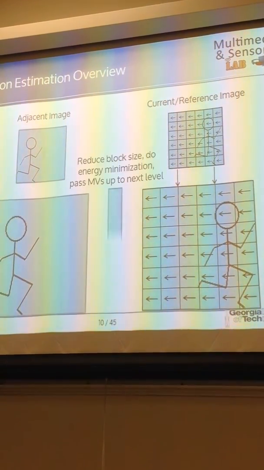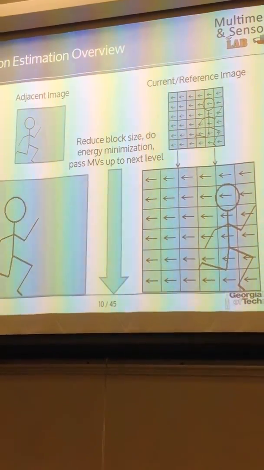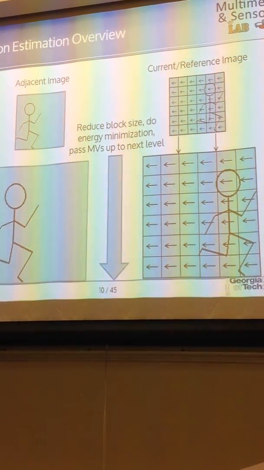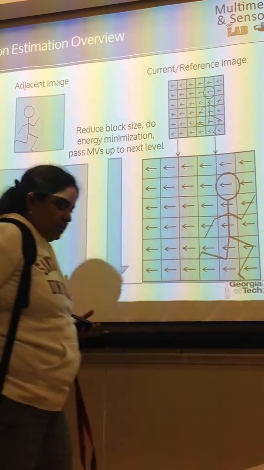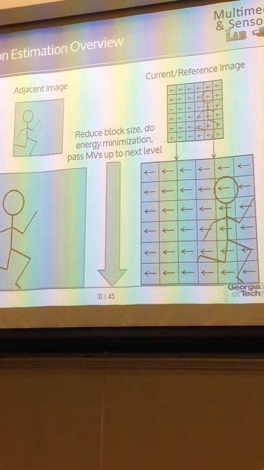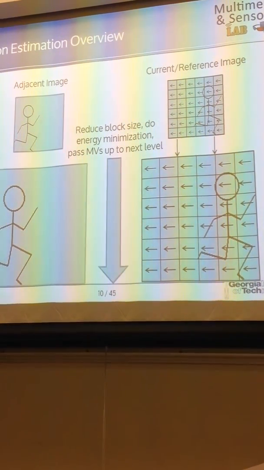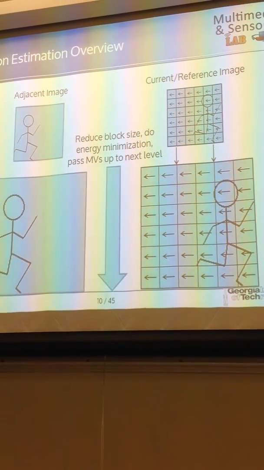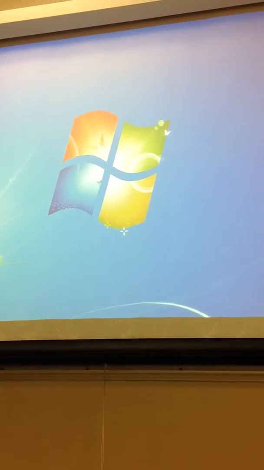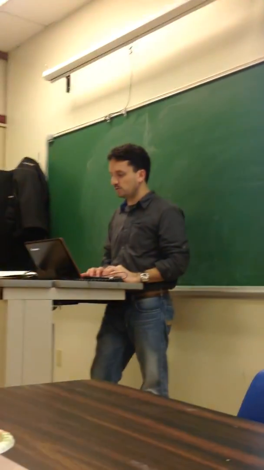And once I do that, I can break this into further blocks if I need to. I can pass it up to another level if there's another level in the hierarchy, and that process repeats. So that's the overview of how the block matching algorithm works. All right, so we'll go into the details now. Any questions? Cool.